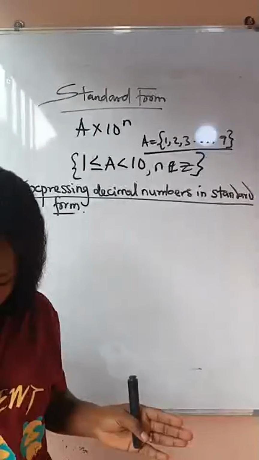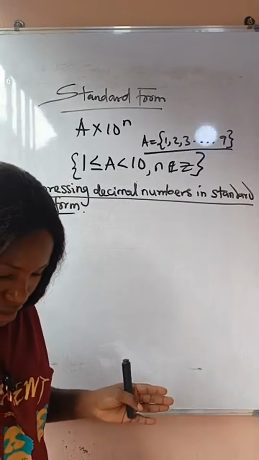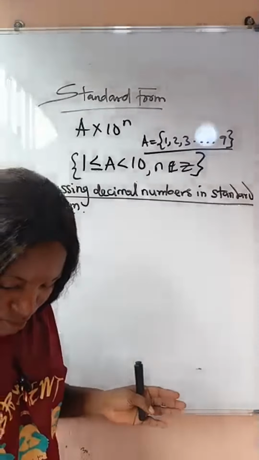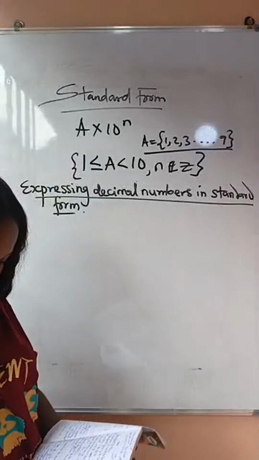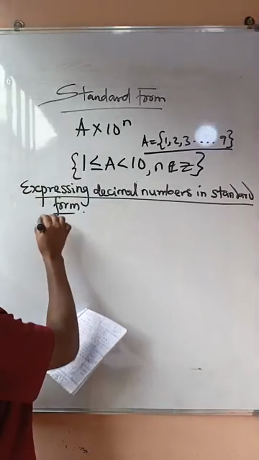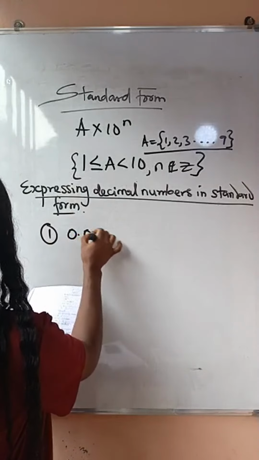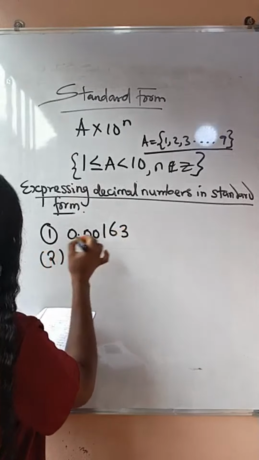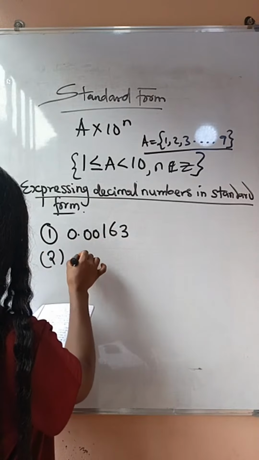So this says express this in standard form. Number 1, 0.00163. Number 2, 0.